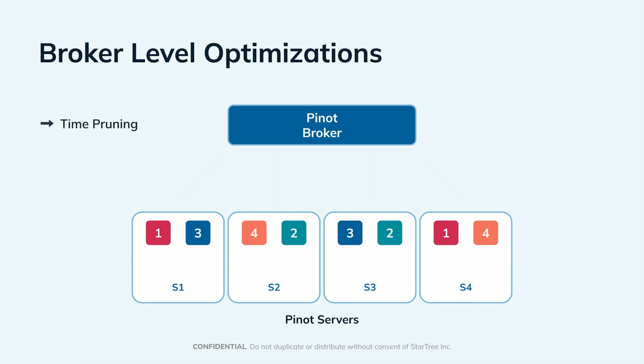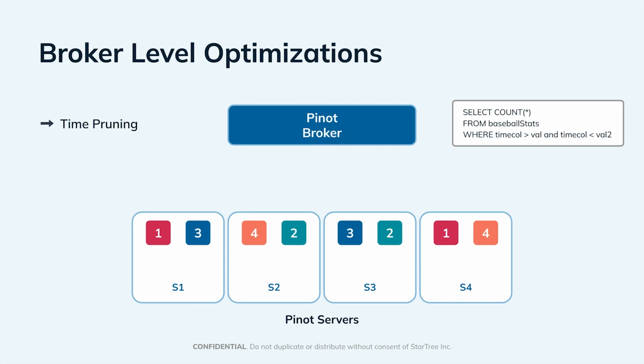One is time-based pruning. Let's assume the broker gets a query like this: select some aggregation for a given time range. In a Pinot table, there's a time column that you can define in your schema. And for that time column, I want to generate an aggregation for a specific time range. Naturally, all segments here don't matter. We want to select only those segments that fall in the time range.